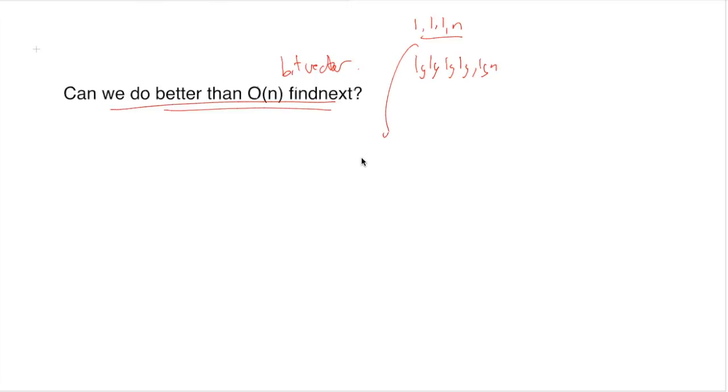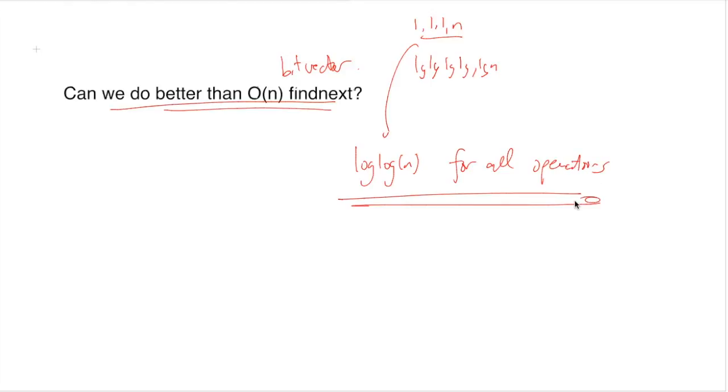And now in this lecture, what we're actually going to do is find something that's pretty cool. It's going to be log log n for all operations. And it's going to come back to what we talked about in lecture 2. We solve a problem by solving the same instance that's roughly half the size, right?